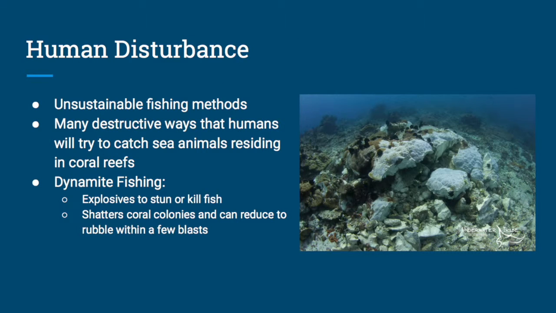For human disturbances, there are many to coral reefs. However, one of the most significant is unsustainable fishing methods and the many destructive ways that humans have found to catch sea animals residing in coral reefs. One such way is through dynamite fishing, where explosives are used to stun or to kill fish. These explosives will shatter coral colonies and can reduce these colonies to rubble within a few blasts.